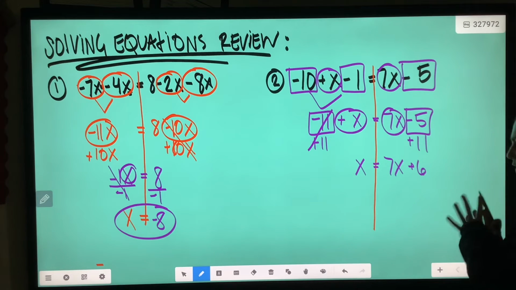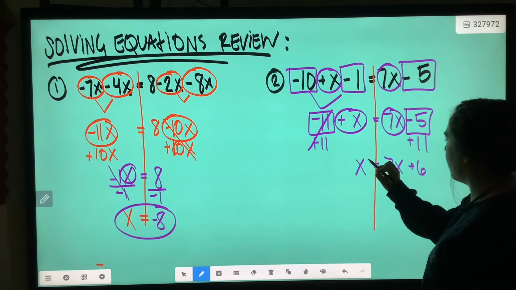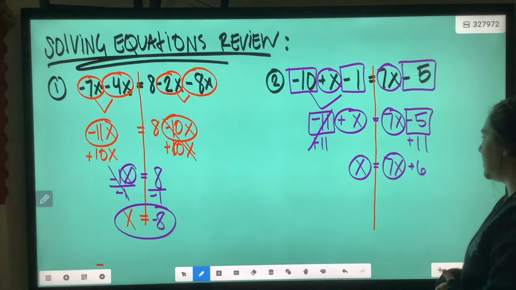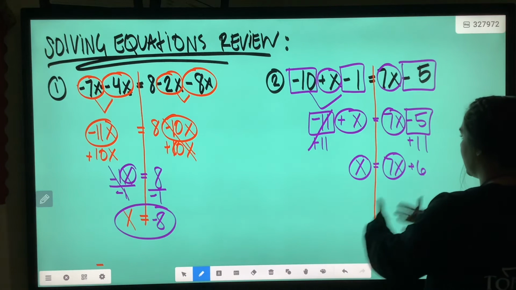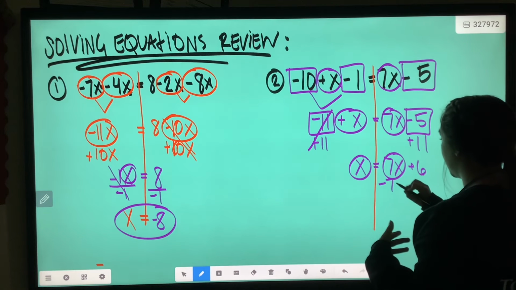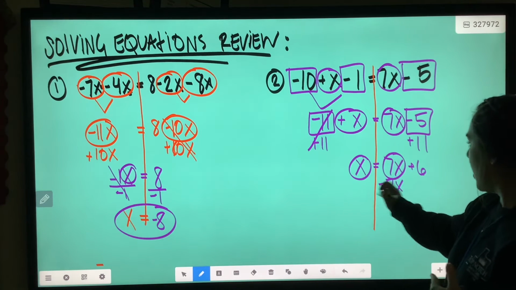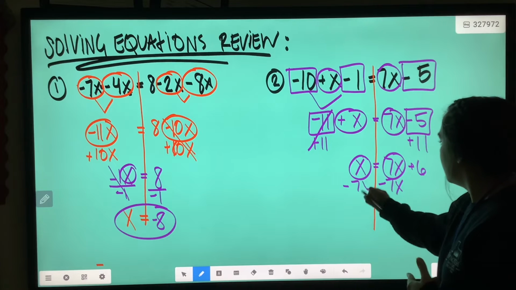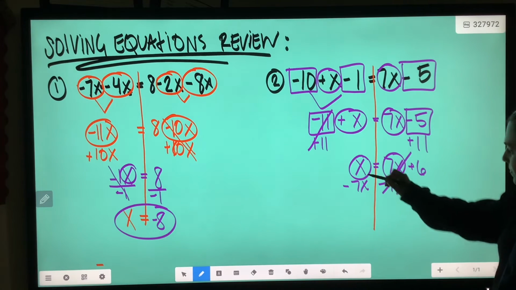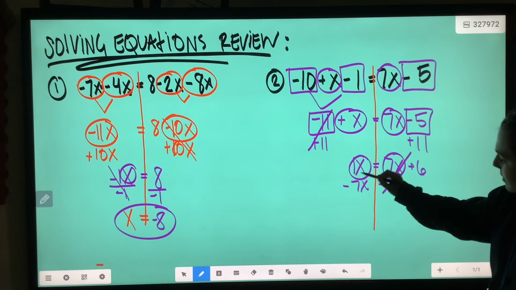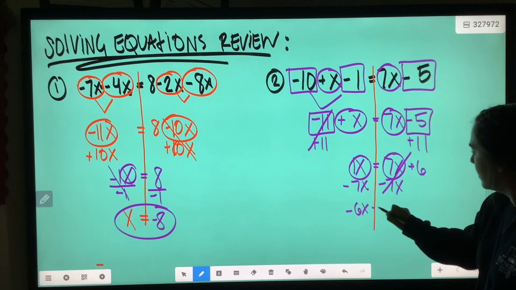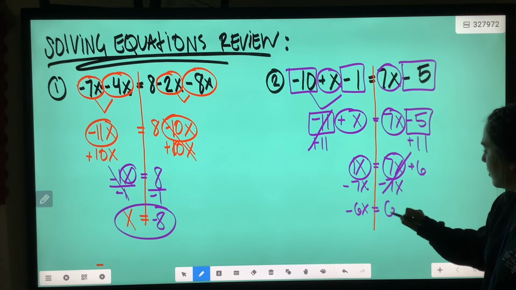All right, we're getting really close to having our final answer, our x by itself. However, there are still two x's. Let's move these together. I'm going to take this negative 7x and move it to the other side. So I'm going to, it's a positive 7x right now, so I'm going to subtract 7x from both sides. 7 minus 7 is 0, and that is exactly what I wanted to happen. I have a 1x minus 7x, which gives me a negative 6x. And that 6 right here just drops down.